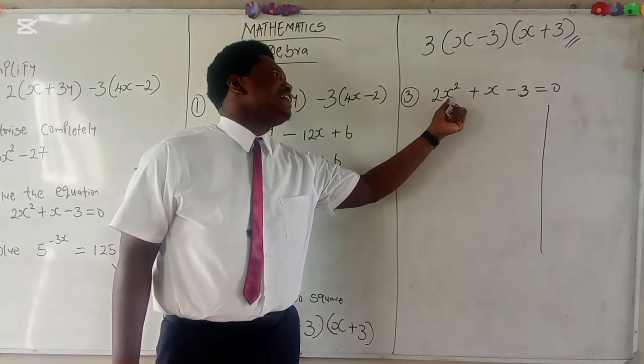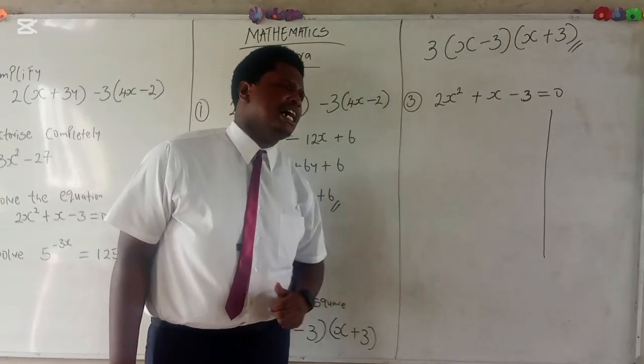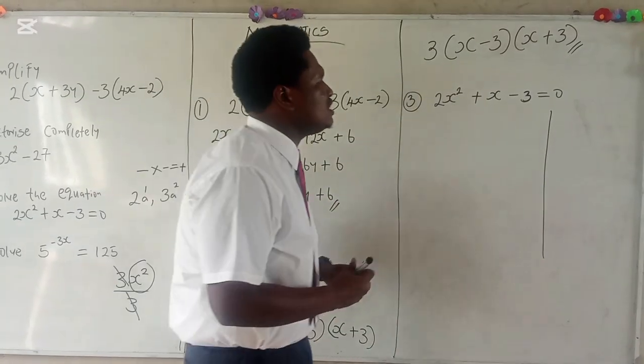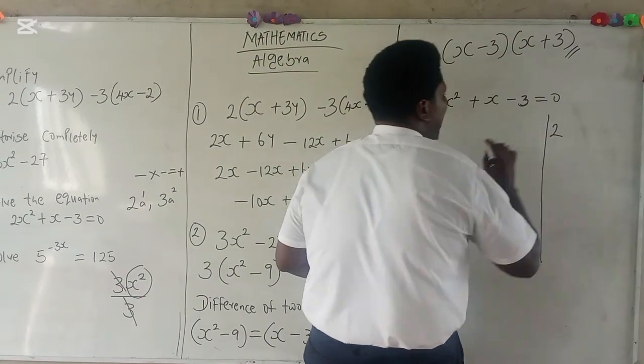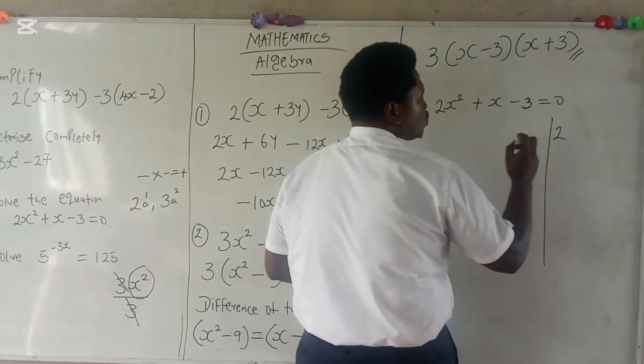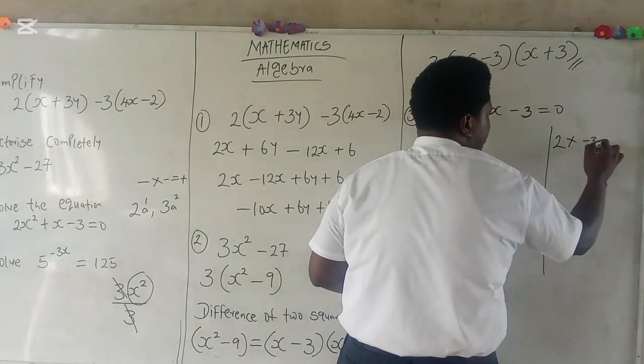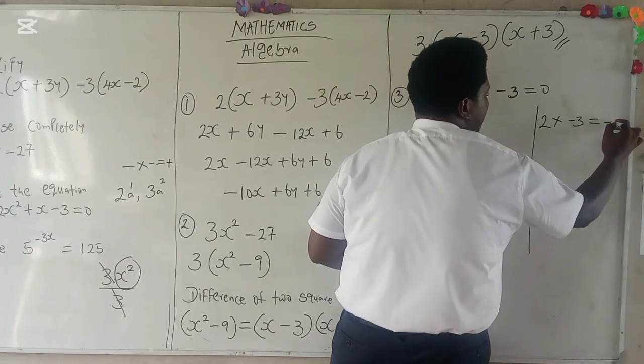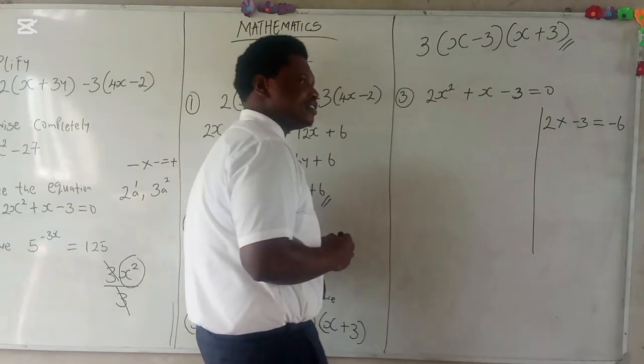So we are going to multiply the first term. What is our first term? Our first term will be the coefficient of x squared, and the coefficient of x squared is 2. And our last term is minus 3, not just 3. So say 2 times minus 3, which we arrive at negative 6.